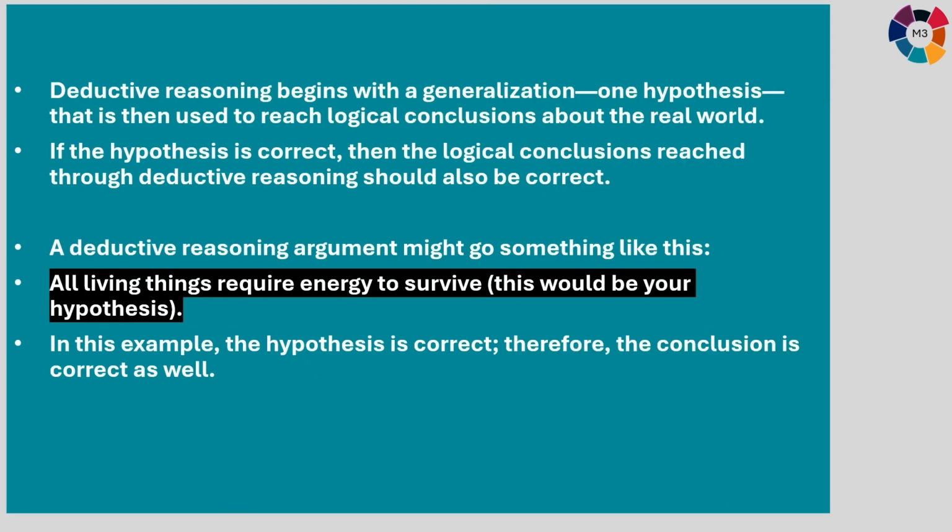Deductive reasoning begins with a generalization, one hypothesis, that is then used to reach logical conclusions about the real world. If the hypothesis is correct, then the logical conclusions reached through deductive reasoning should also be correct. A deductive reasoning argument might go something like this. All living things require energy to survive. This could be your hypothesis. In this example, the hypothesis is correct. Therefore, the conclusion is correct as well.